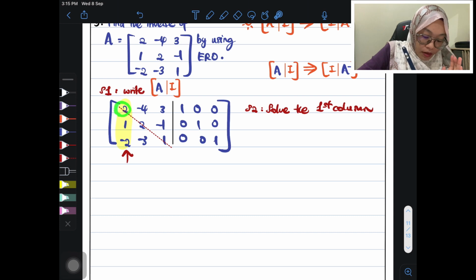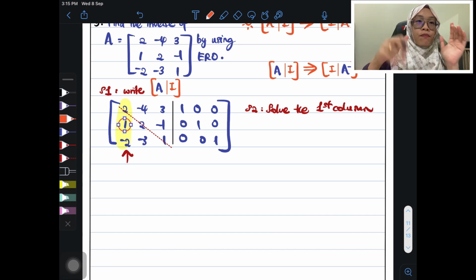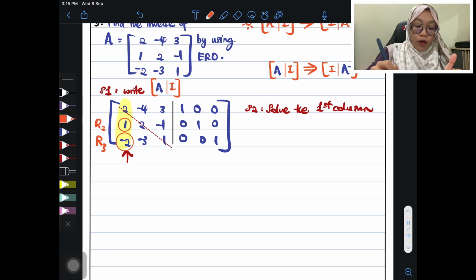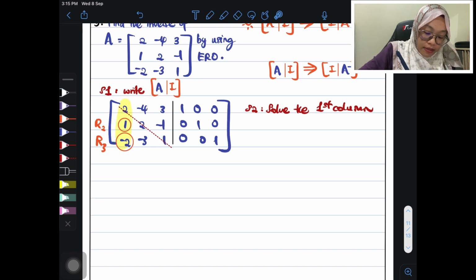Okay, so now I won't solve this 2 into becoming 1 yet. No, I won't. Whatever number here, I just leave it first. What I want to do is just mengubah the second row and the third row, because I want to make them into becoming 0 and 0. Itu aim saya. Okay, because saya nak jadikan dia kosong dan kosong.